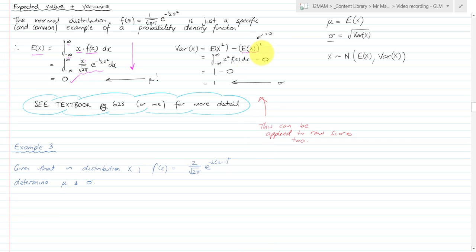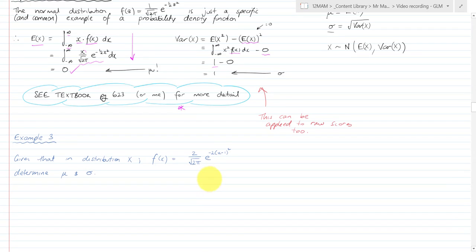Now we've got a mean of 0. We put in E of x squared, which is the integral between infinity and negative infinity of x squared f of x, where f of x is our standard normal distribution probability function. And of course we've got 0 squared there. You put it in your calculator, you get 1, 1 minus 0, you get 1. And of course we know that sigma equals 1 in the standard normal distribution. More details in the textbook if you want them. You probably don't need to know them, or you're welcome to talk to me as well.